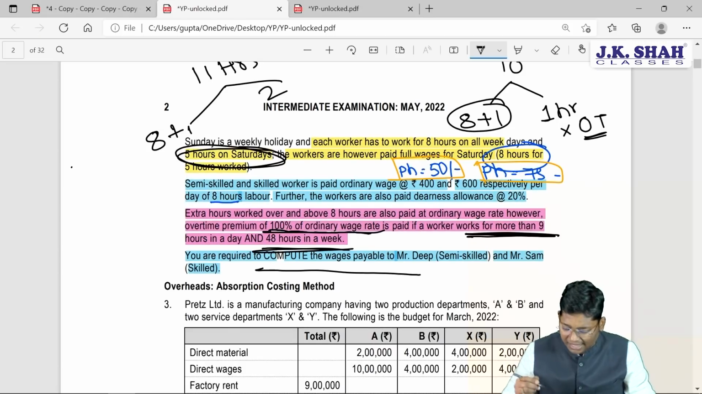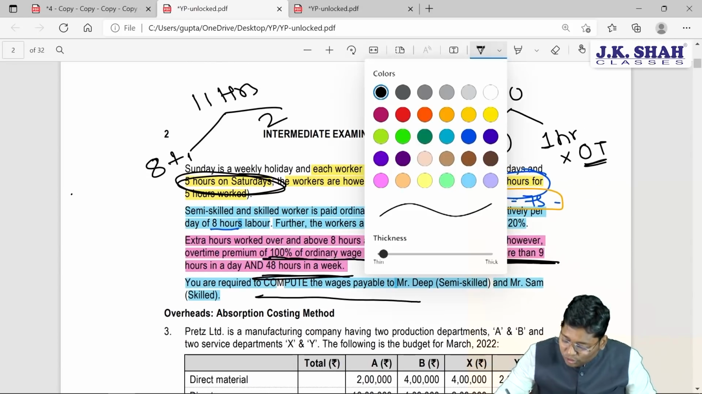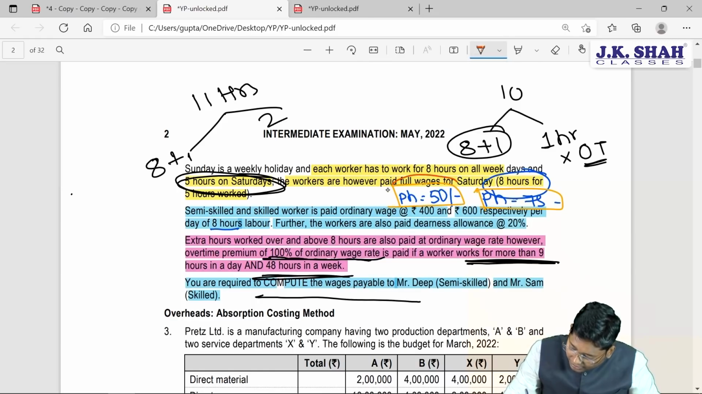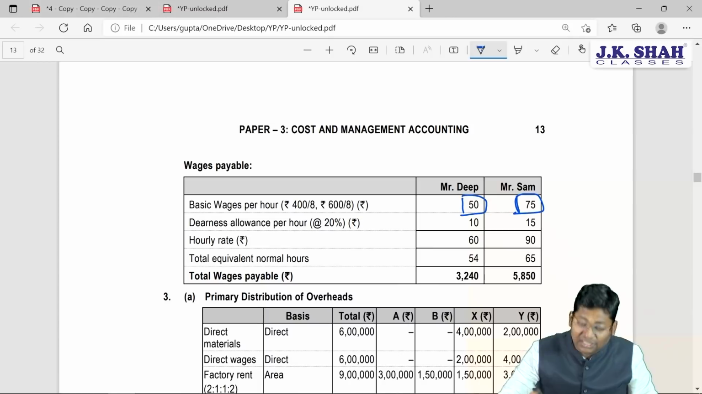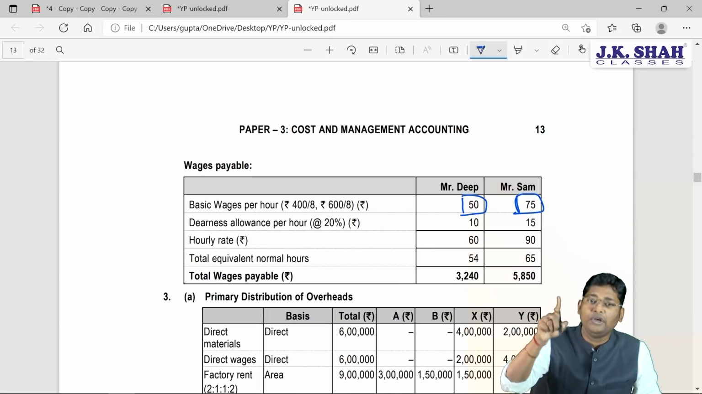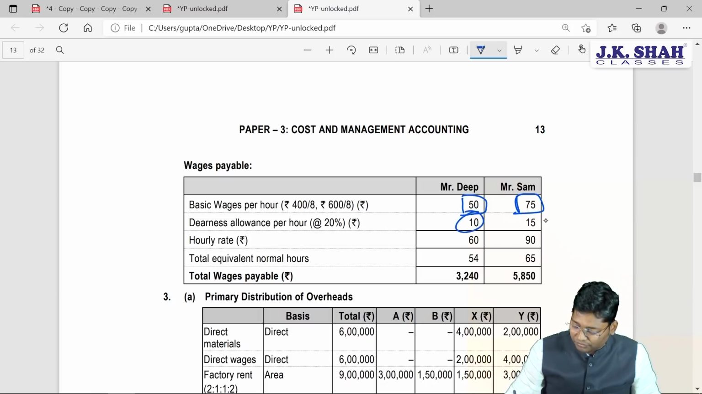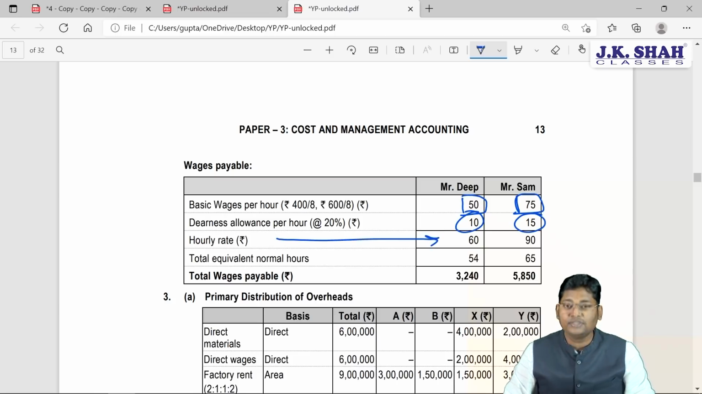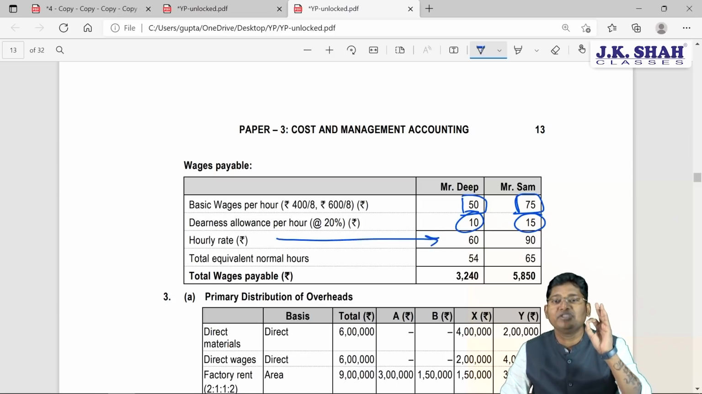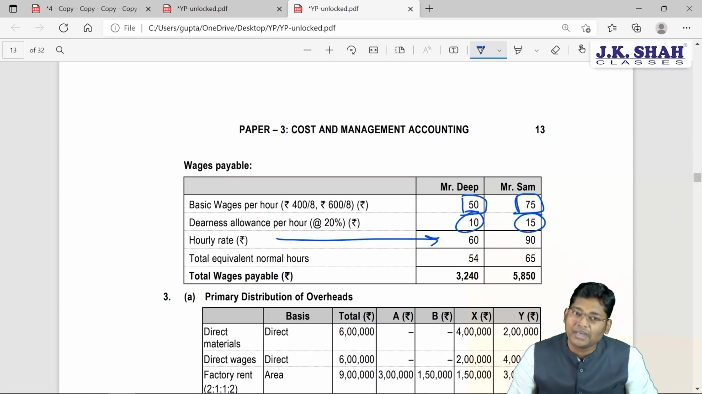Sir, where is this calculation? It is given, sir. No, it is not given. It is computed. It is our hard work. Look here, we have already computed this 50 rupees and 75 rupees. In addition to this, company is giving them dearness allowance at the rate of 20%. So basic wages into 20%, you are going to get this both the values. When you add this, you will be getting your hourly rate. So per hour, you will be paying them 60 rupees and 90 rupees respectively.